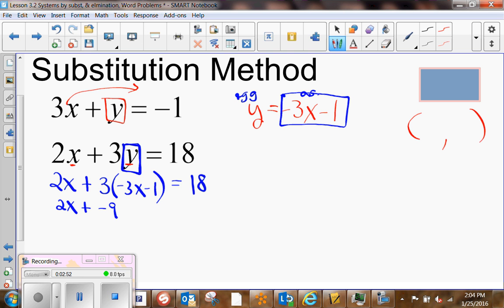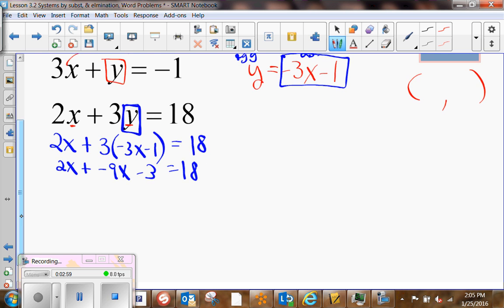A negative 9x and a negative 3. Don't forget to distribute both of those. I'm thinking that's a negative 7x. And then I'm going to take a 3 across as a positive, equals 21. So x equals negative 3. I'm going to divide both sides.